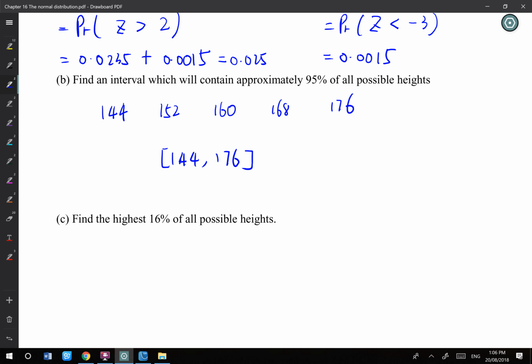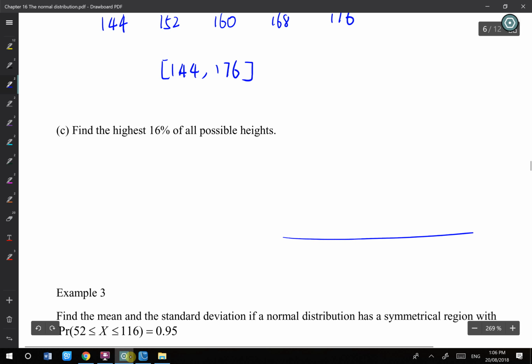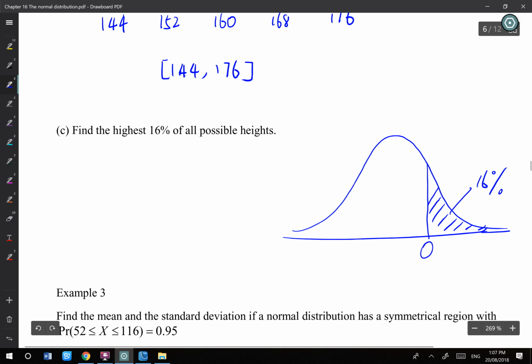Okay, find the highest 16% of the possible height. So I have a normal distribution. I want the highest, which is about here. How many standard deviations away from the mean is actually here, if I want that to be 16%?